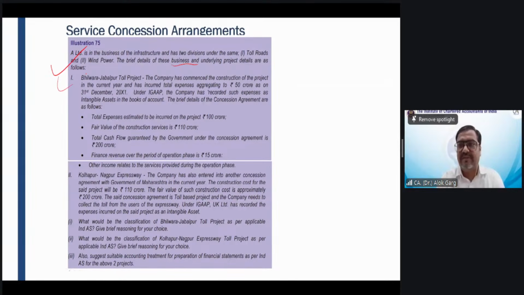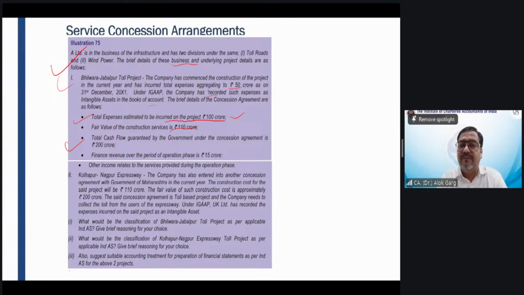Bhilwara Jabalpur toll project. The company has commenced the construction of the project in the current year and has incurred total expenses aggregating to 50 crore as on 31st December 2001. What is the cost of construction? They have said 50 crore as of date. Under ICAI, the company has recorded such expense in the intangible asset, but forget about this. Total expenses estimated to be incurred on the project is 100 crores. Fair value of the construction services is 110 crores. So cost of construction is 100 crore and fair value of the construction service is given as 110 crore.